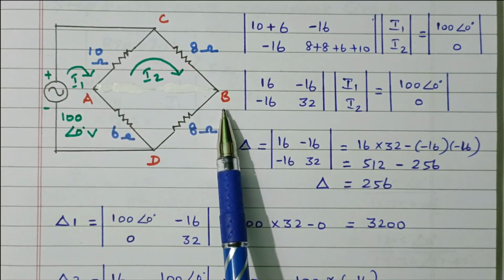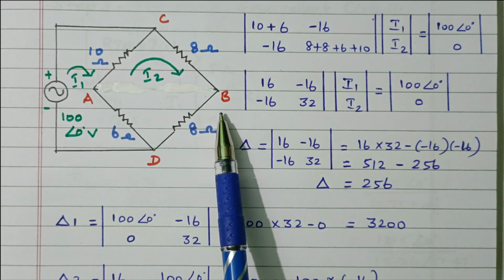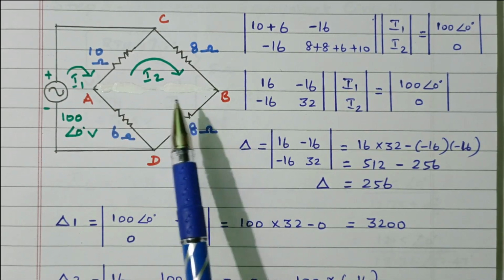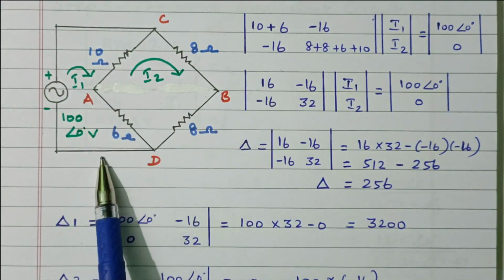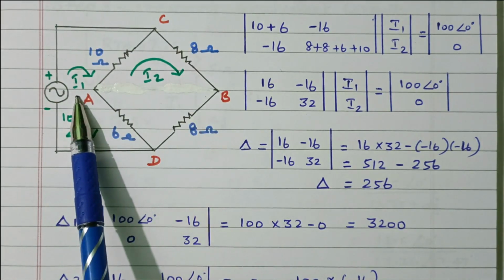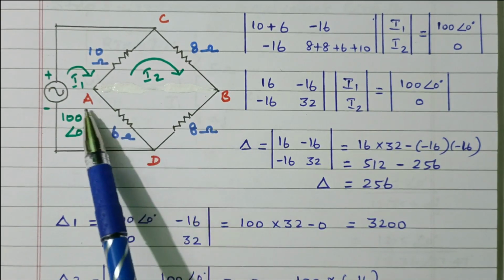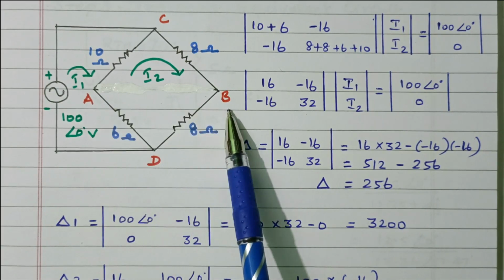So by using the loop analysis, KVL, Kirchhoff's voltage law, we can find the voltage across AB. For that, first this is treated as loop 1. This is loop 2. The current in loop 1 is I1, the current in loop 2 is I2. So first we will find the current so that we can find the voltage across AB.